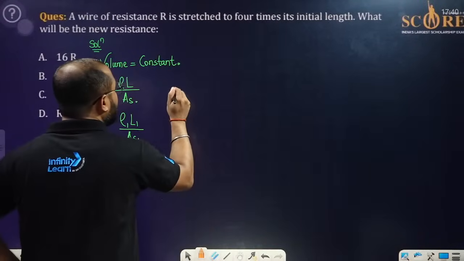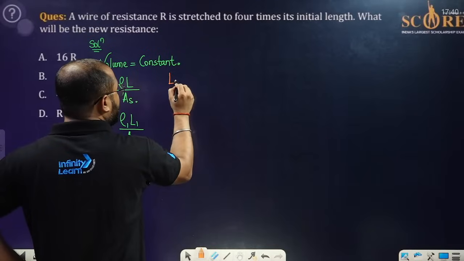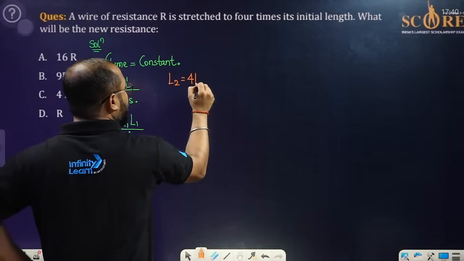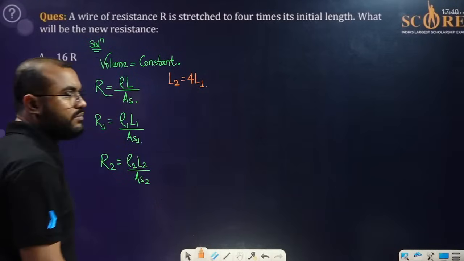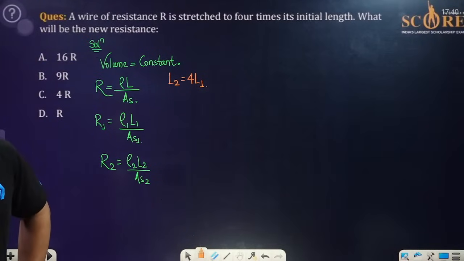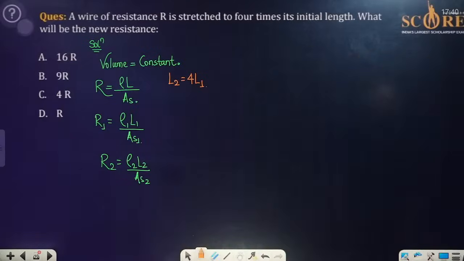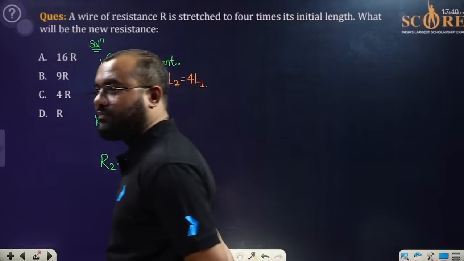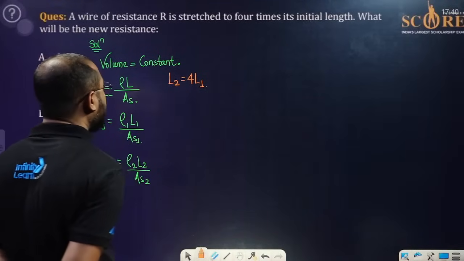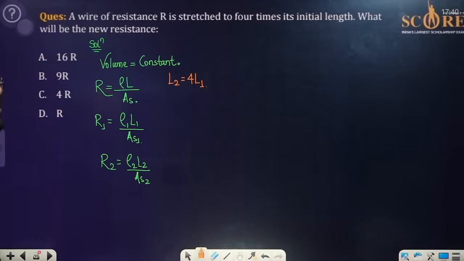It has been said that the length L2 will be equal to 4 times L1. The length L2 is 4 times the length L1. So the length is given to us. What we have to find is the new resistance, what the change will be for R2. As we have said, the volume is going to be constant. So how are we going to write this?